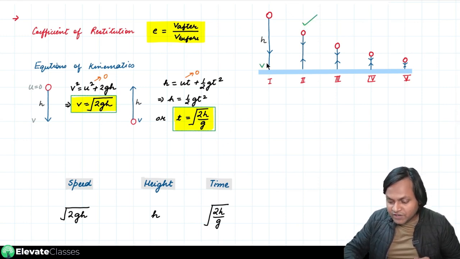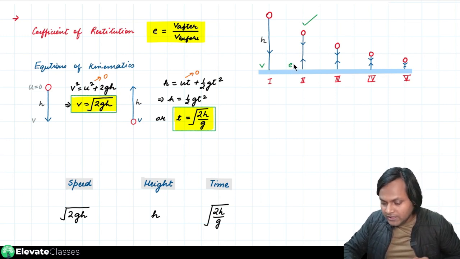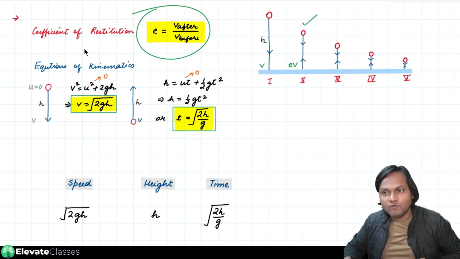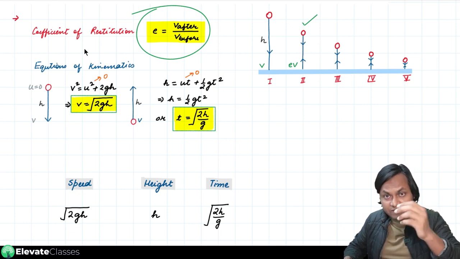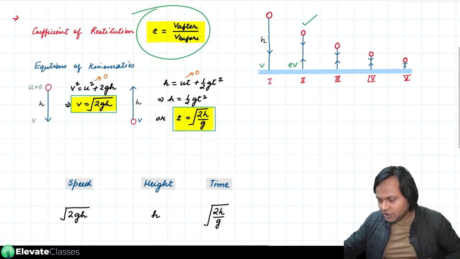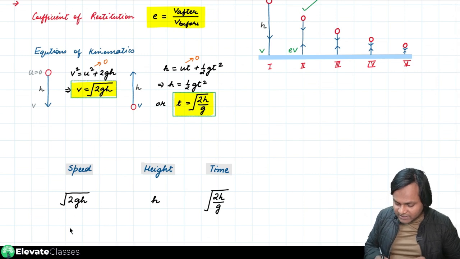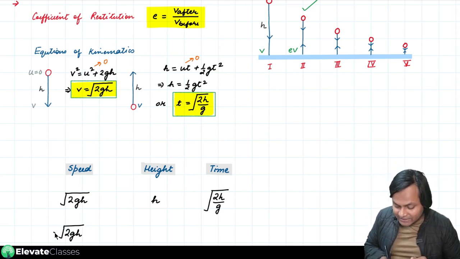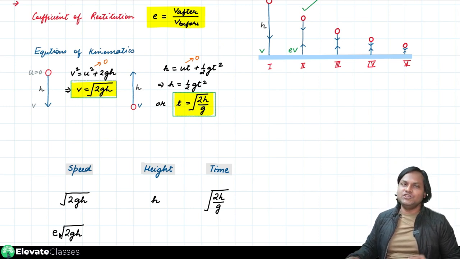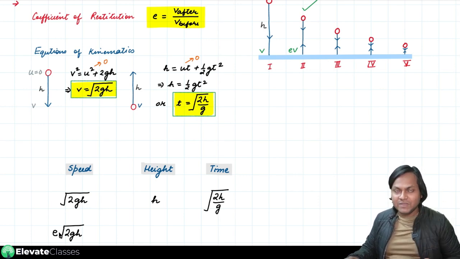Now, the moment it experiences a bounce, what happens? If it has velocity v here, suddenly the bounce will change its velocity to ev, based on this concept of coefficient of restitution. So the velocity after the bounce is equal to e times the velocity before the bounce. So what is the speed before the bounce? The speed before the bounce is root 2gh, right? But the speed after the bounce is e times root 2gh. That's it. So the speed after the bounce decreases by e times.